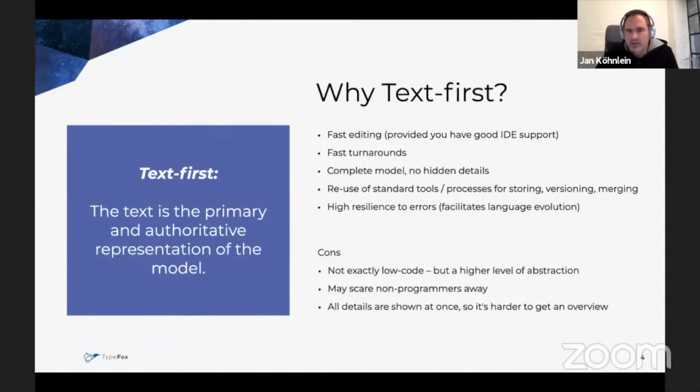And yeah, the other disadvantage of text is that sometimes you get lost in the details because it's linear. Usually you don't use folding or hiding details and stuff like that. So you will have a hard time getting an overview on a bigger model that is spread across several files. But that can be mitigated by just adding graphical views on top of it.